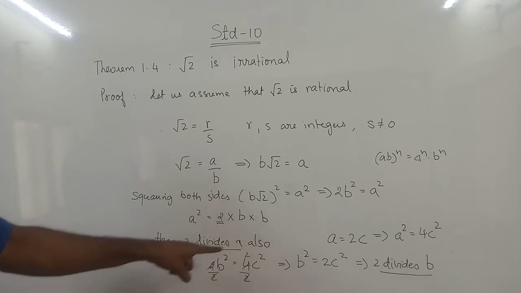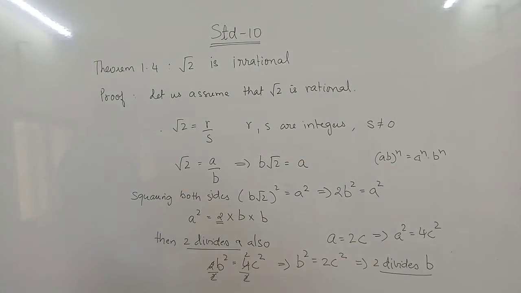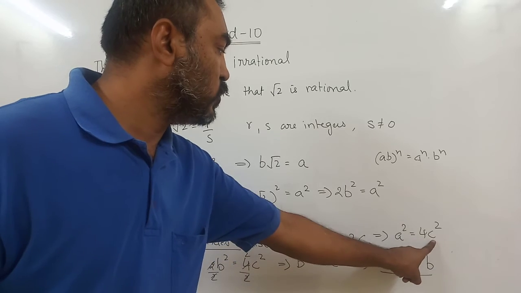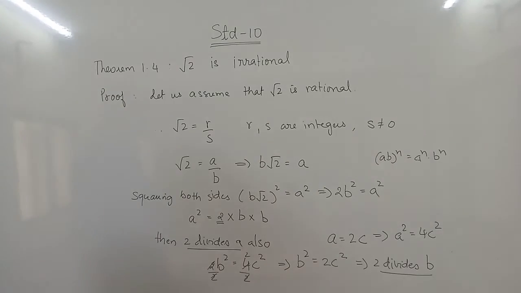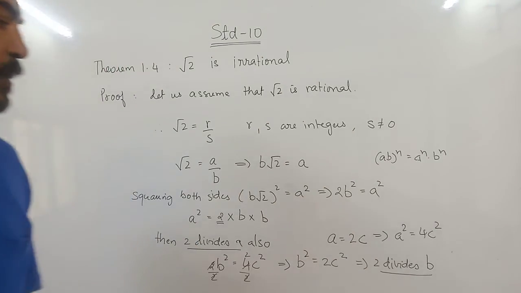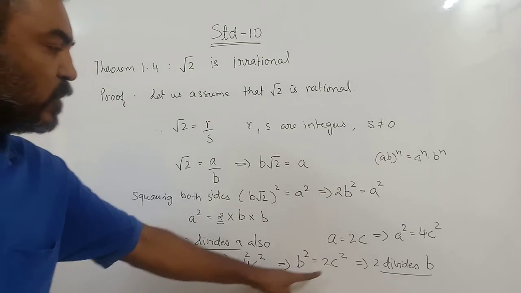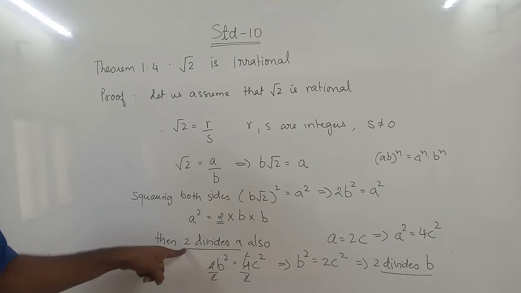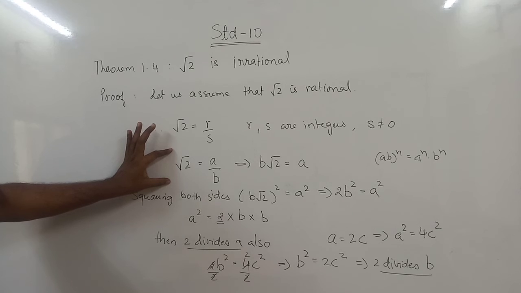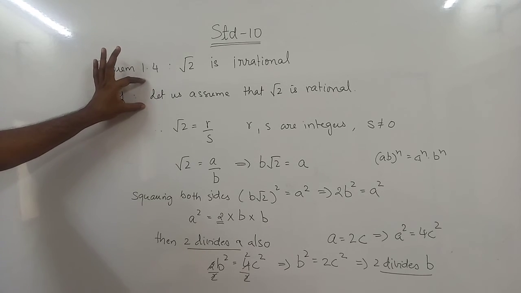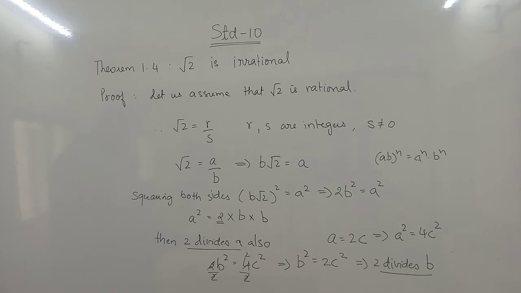So because 2 divides a, I have written that a equal to 2c. Then I squared this, so I got a square equal to 4c square. But a square equal to 2b square. So 2b square equal to 4c square. So you get b square equal to 2c square, which means 2 is a factor of b square. That implies 2 is a factor of b also. So 2 divides b. So 2 is a factor of a and 2 is a factor of b. Since 2 is a factor of both a and b, we have got one common factor. So this assumption that there is no common factor is wrong, which means our main assumption is wrong. So root 2 is an irrational number.